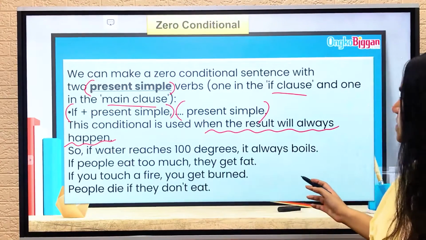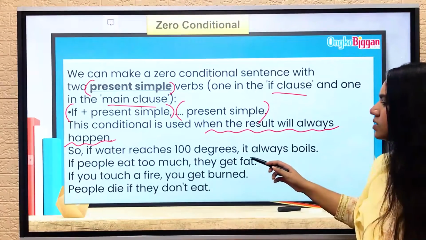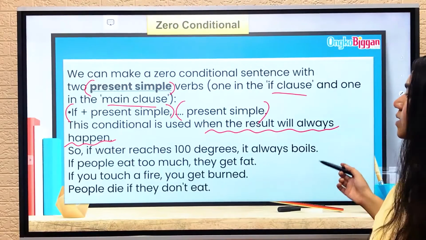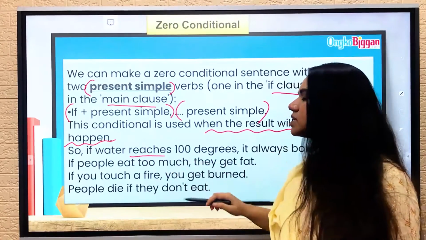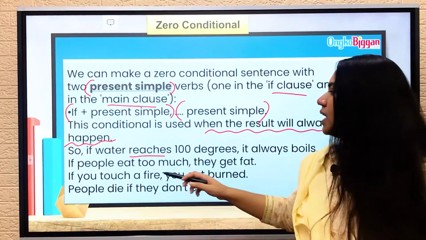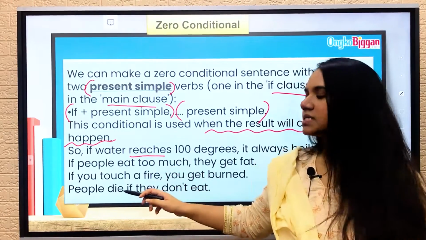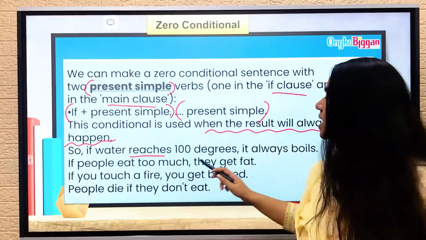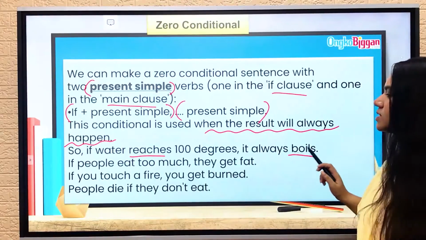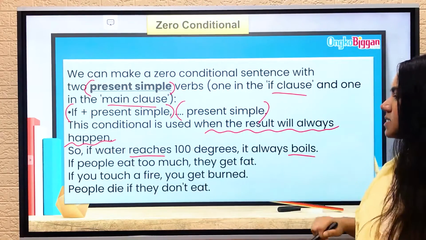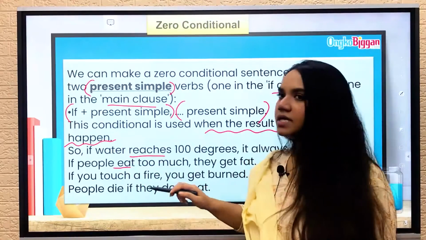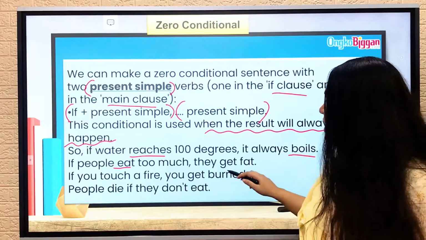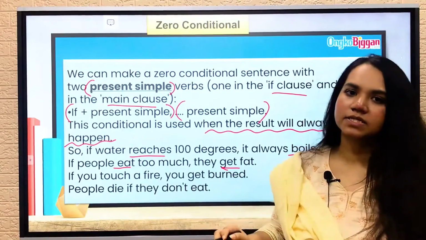So the example of a zero conditional sentence is, if water reaches 100 degrees, it always boils. This is because we know the boiling point of water is 100 degrees. So if water reaches 100 degrees, here reaches is simple present tense, and here always boils, this boils is also simple present tense. If people eat too much, they get fat. So people eat, eat here is simple present tense. They get fat, get here is simple present tense.